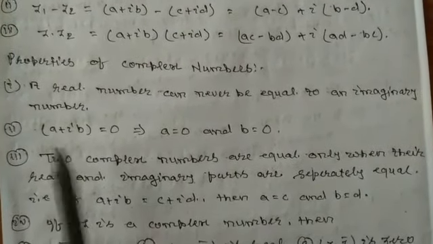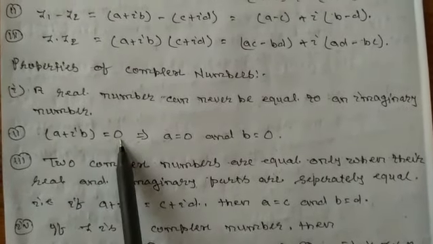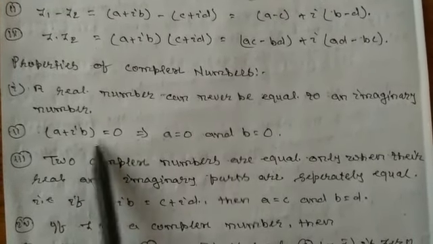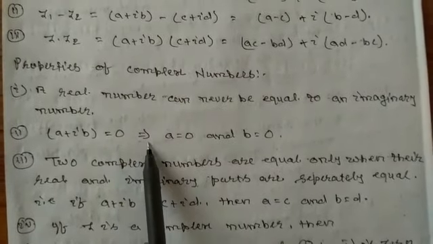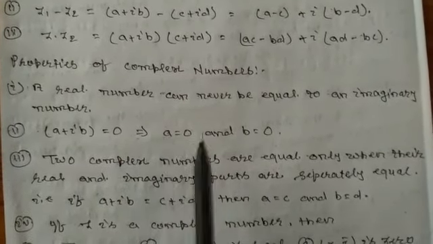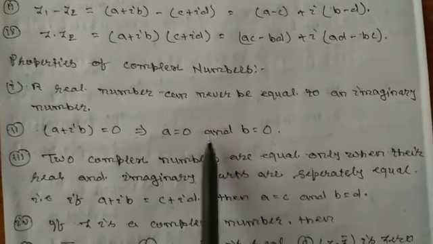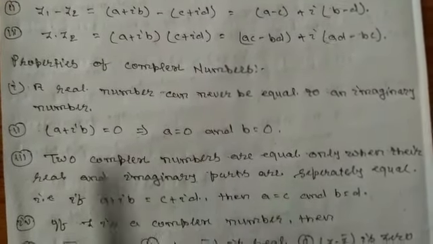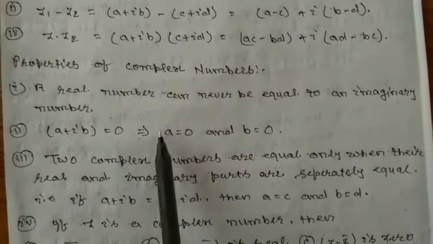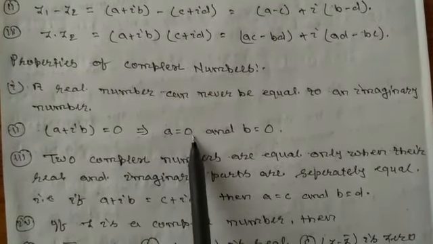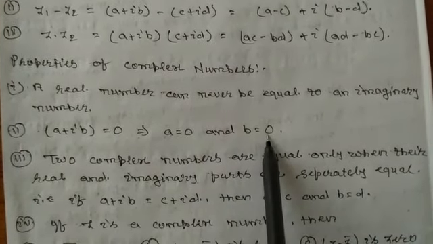Second property: if a plus ib equals 0, it means the complex number is equal to 0. It means that its real part and imaginary part, both, must be 0. So if a plus ib equals 0, then its real part a is equal to 0 and imaginary part b is also 0.